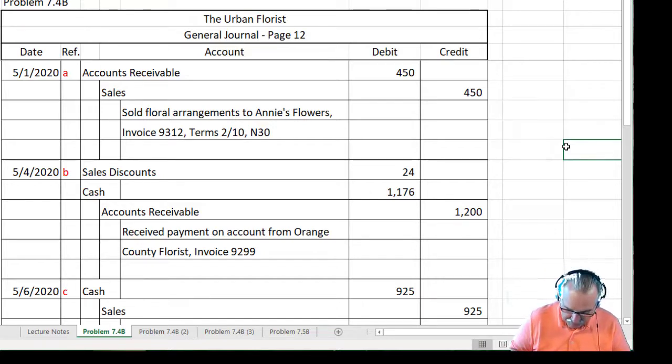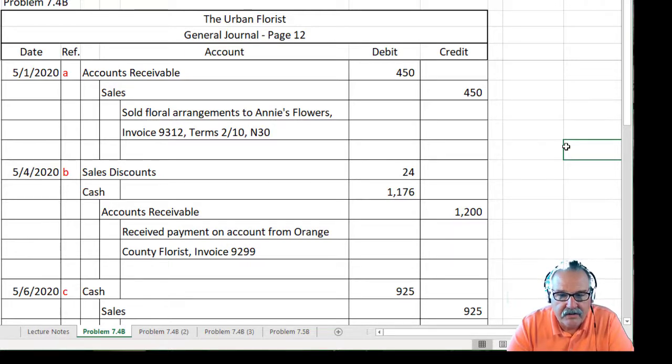The first transaction says, on May 1st, sold floral arrangements for $450 to Annie's Flowers. Issued invoice 9312 with terms 2/10 net 30. So all the information that we have should go in the description. In this case, the customer name is Annie's Flowers. The invoice that we've issued is 9312, and we've given them terms 2/10 net 30.